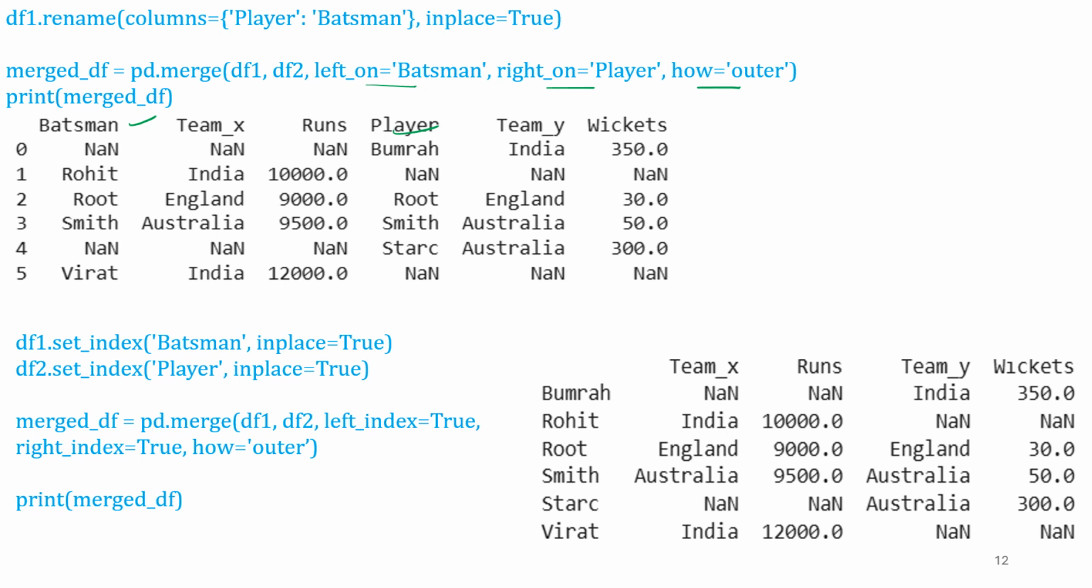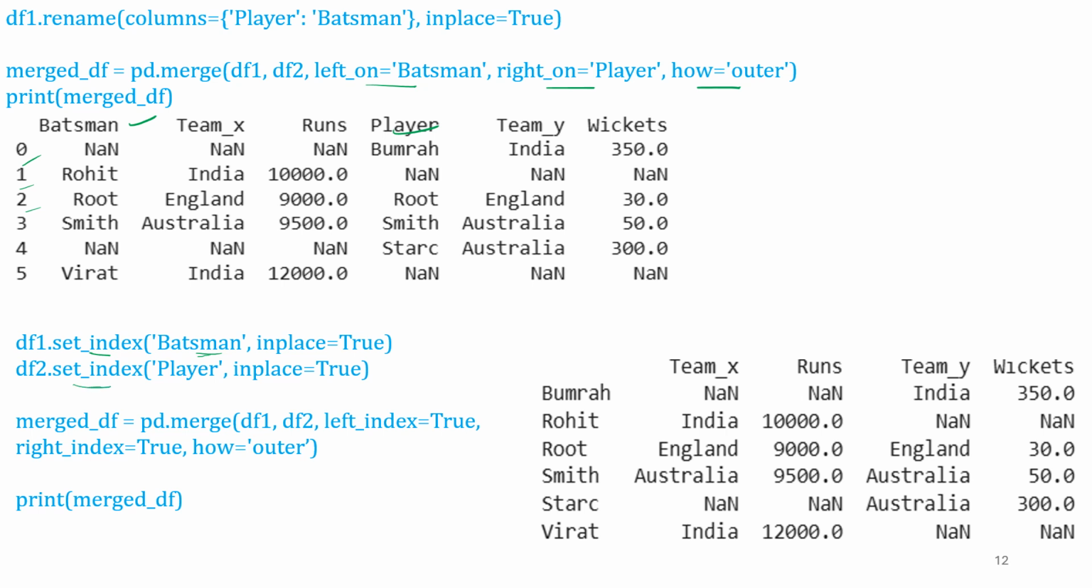And one more thing: here the index values are 0, 1, 2, 3, 4, 5 likewise, whereas in this case you have to set index. So set index like batsman, so you have to use the batsman data as the index. That's why inplace=True. So your 0, 1, 2, 3 will be replaced by the batsman data. Similarly you have to set index for DF2 as well.